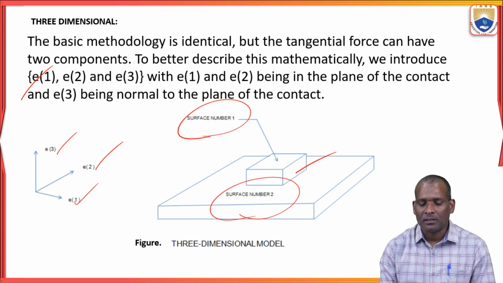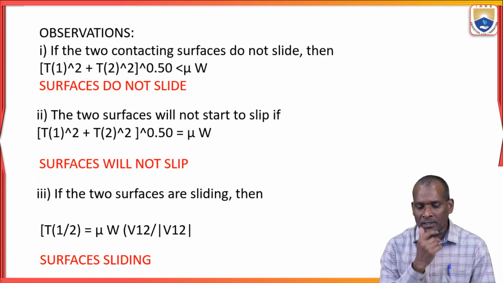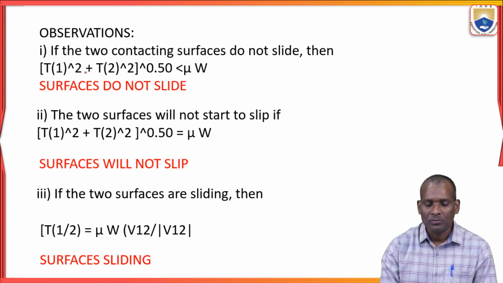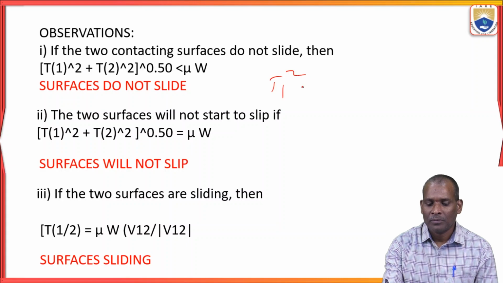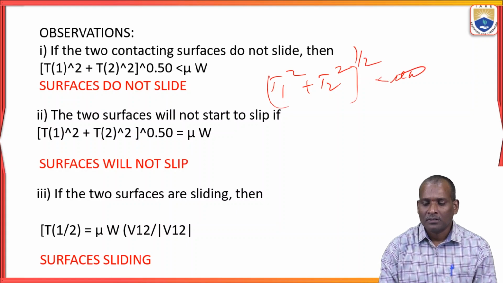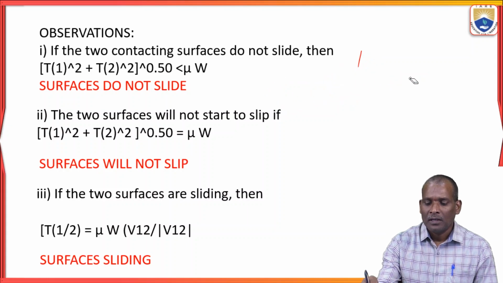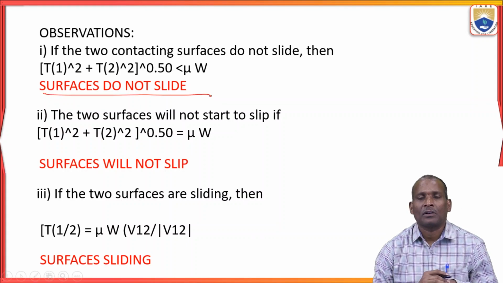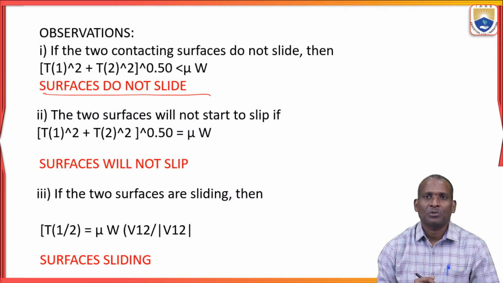From this three-dimensional diagram, you can say that if the two contacting surfaces do not slide, then the frictional resistance force, square root of T1 squared plus T2 squared, is less than mu W. Then it is said that the two surfaces are not in a sliding position. So they do not slide.